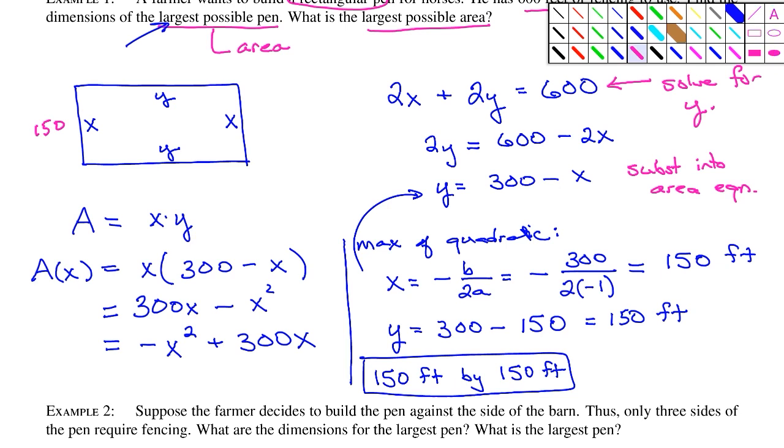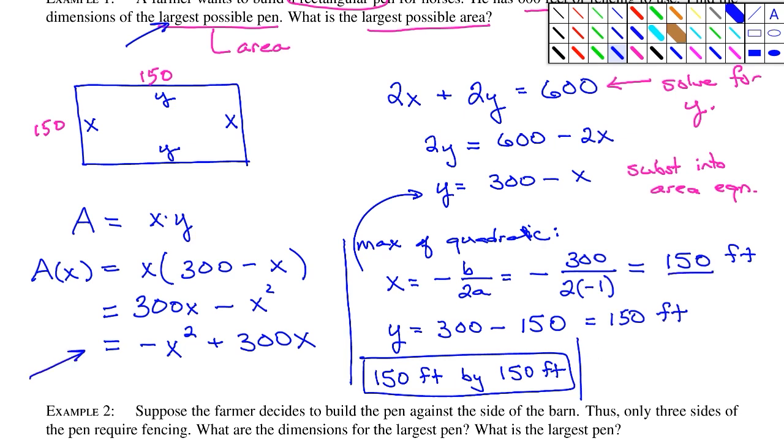And yes, that is a square, and all squares are rectangles. So that's fine. It just turns out that the square is the rectangle that produces the maximum area. That makes sense. And then the final part of this is, what is the largest area?